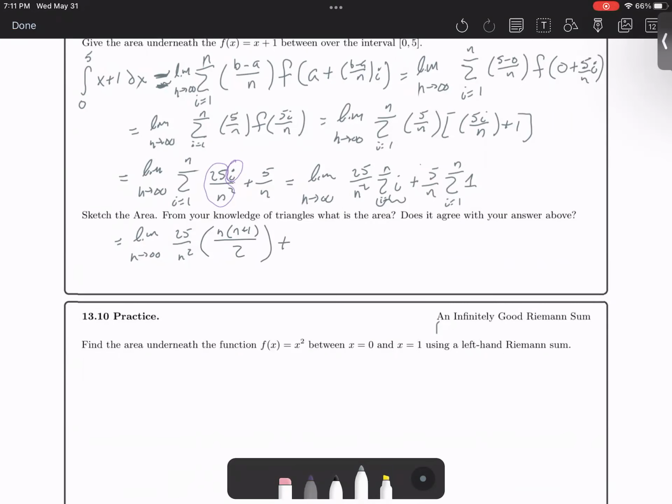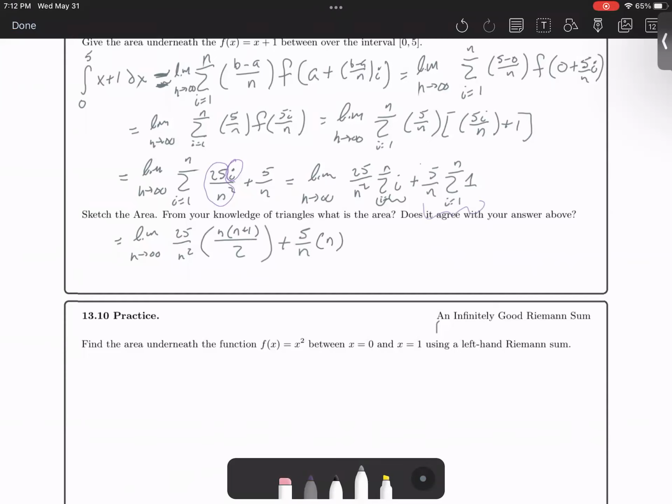Right. Now when I think about this term here, I've got the 5 over n, and then I'm adding 1 over and over again n times, right? So 1 plus 1 is 2 because I had 2 1s. 1 plus 1 plus 1 is 3 because I have 3 1s. So if I add 1 plus 1 plus 1 plus 1 all the way up to n, I have n 1s. That's just equal to n. Right, so this sum right here just returns n.